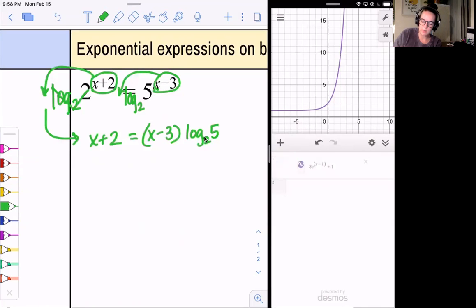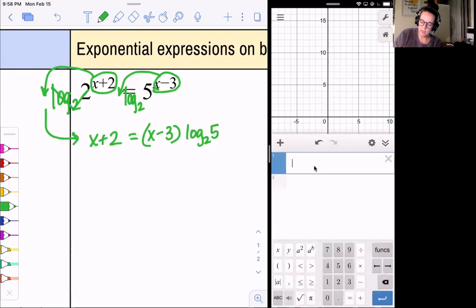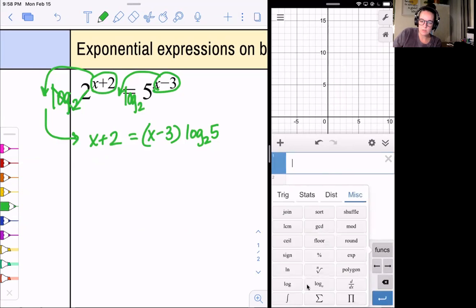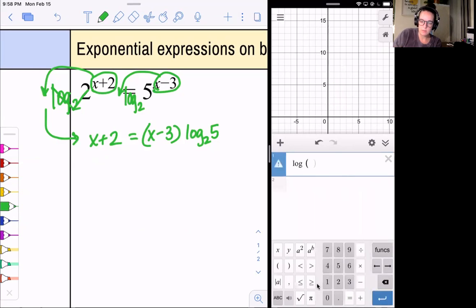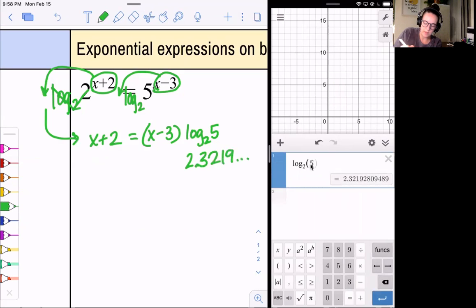So I'm going to go to my calculator. I'm going to go ahead and go to functions, go to log base, and put in a 2, put a 5 here, and I get 2.3219, etc. Right? This number needs to be multiplied times x minus 3. So I'm really distributing 2.3 into each of these numbers.